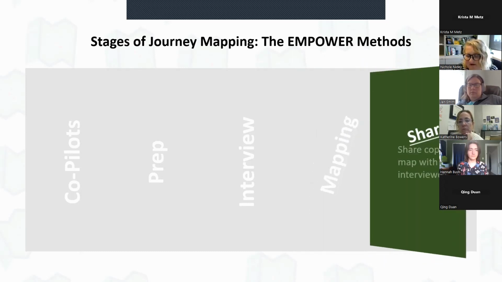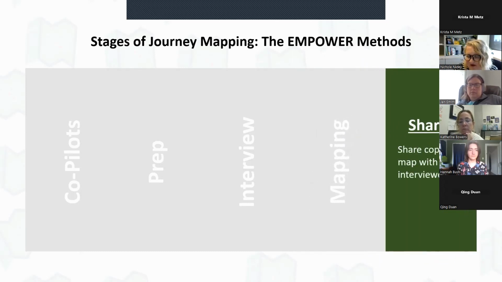And then after creating the map, it's really important to share that map with the interviewee. If you need to ask me a question in the Q&A and you can't think of one, please ask me how our interviewees have used these maps after they've gotten them from us.